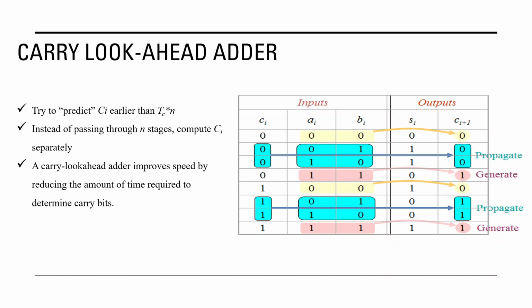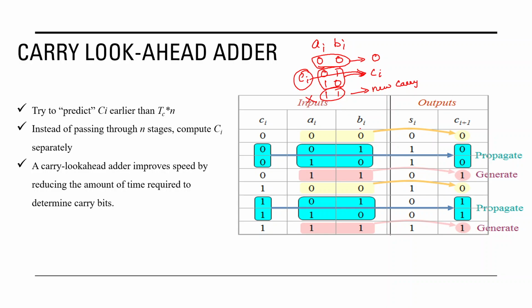So how? A simple logic. Consider Ai and Bi as 0 0, 0 1, 1 0, and 1 1. If it is 0 0, by closing the eyes you can put the carry as 0. For 0 1 and 1 0, whatever is the carry input, the same carry input will propagate to the next stage. And for 1 1, it does not depend on the previous carry. It will compute a new carry.